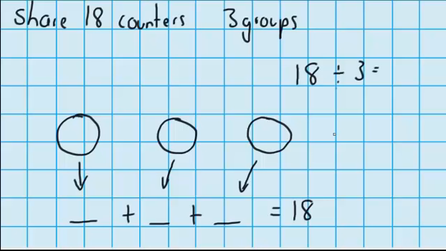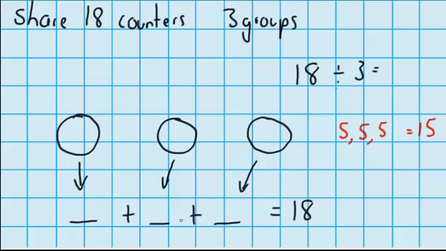Well, let's see what happens if I use 5. 5 plus another 5 would be 10, plus another 5 would be 15. Well, 15's not quite enough. It's close, so I'm going to need to choose a number which is bigger than 5.